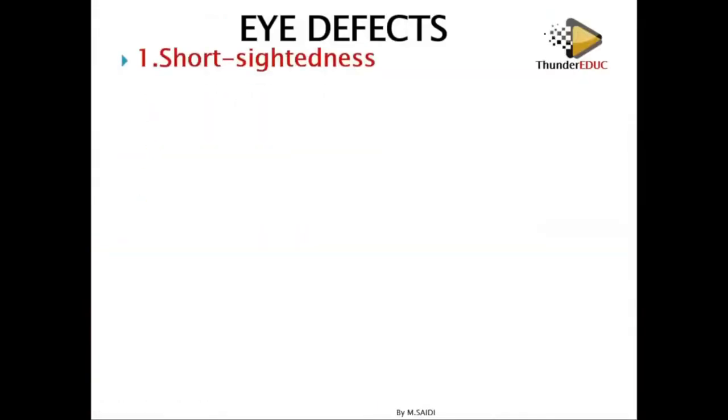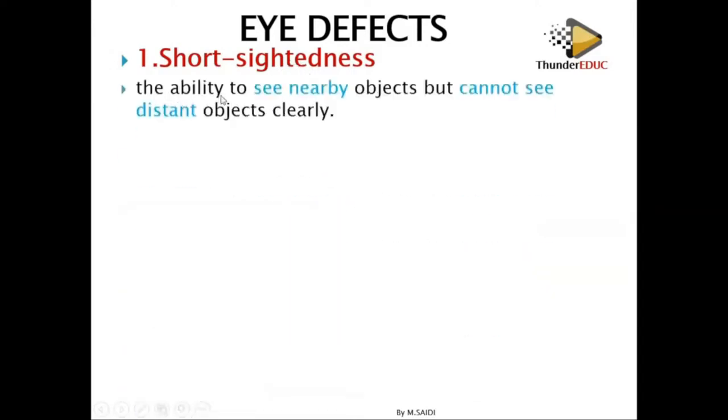We have short-sightedness. What does it mean? Short sight means that you can see objects which are near, in short distance. That's why it's called short-sightedness. It means that you can't see objects which are far. It is the ability of the eye to see nearby objects, but not objects in the distance, more than 6 meters from the individual.